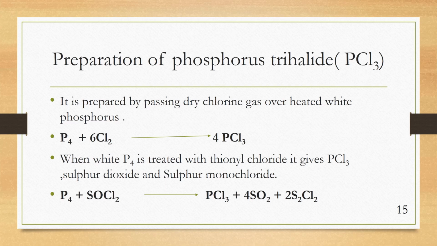It can also be prepared from white phosphorus using another method by treating it with a chlorinating agent like thionyl chloride. Thionyl chloride has the formula SOCl2. When white phosphorus reacts with SOCl2, it forms PCl3, sulfur dioxide and sulfur monochloride.